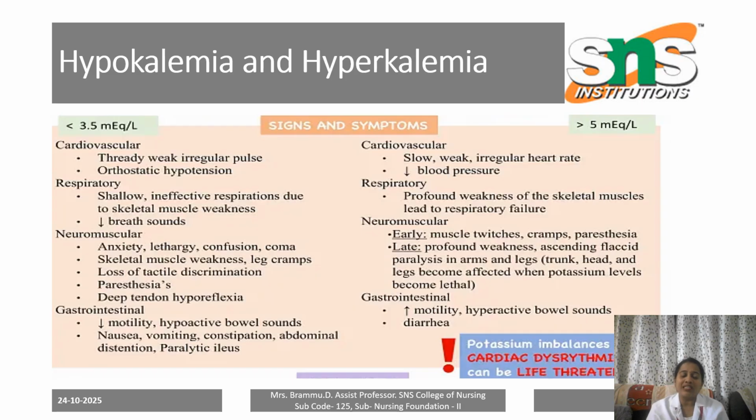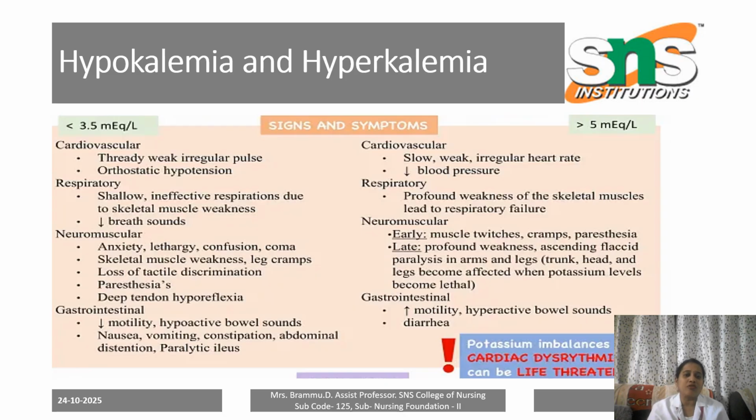Starting from the cardiovascular, respiratory, neuromuscular and gastrointestinal systems, you can have a comparative picture. On one side you have hypokalemia, and on the other side, on the right side of the monitor, you can see all the symptoms of a hyperkalemia patient. The first symptom is that the patient is going to have a weak, thready, irregular pulse in case of hypokalemia, and the opposite, that is a slow, irregular pulse, in case of hyperkalemia.